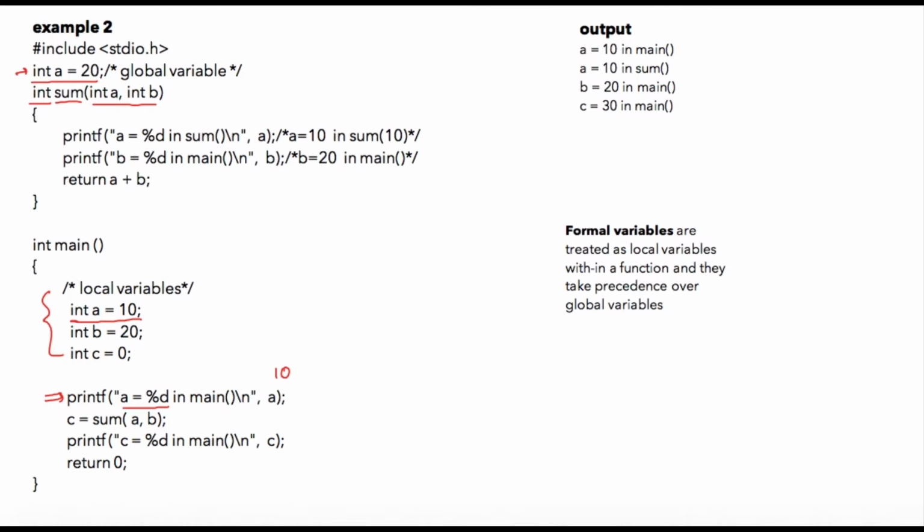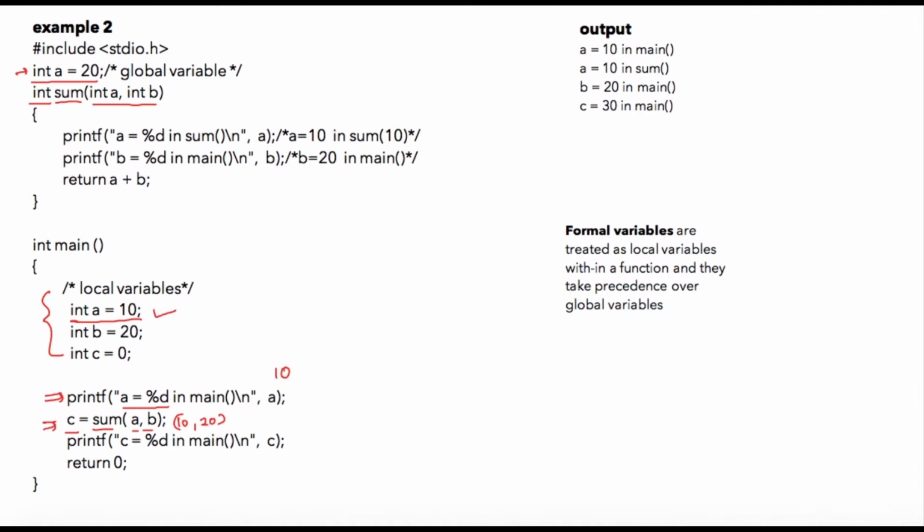Why? Because local variables are always given higher precedence over global variables. Then I'm calling function sum, passing parameter a and b, and the result we are going to store into c. So what values will be passed over here? 10 and 20. So 10 is local value of variable a.